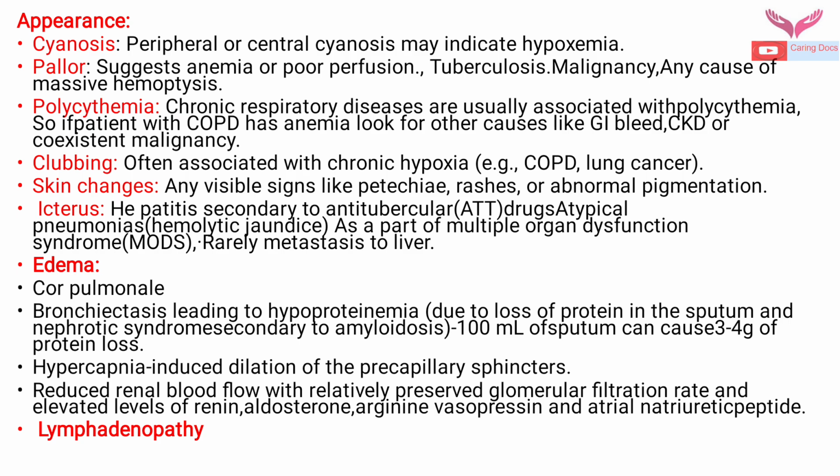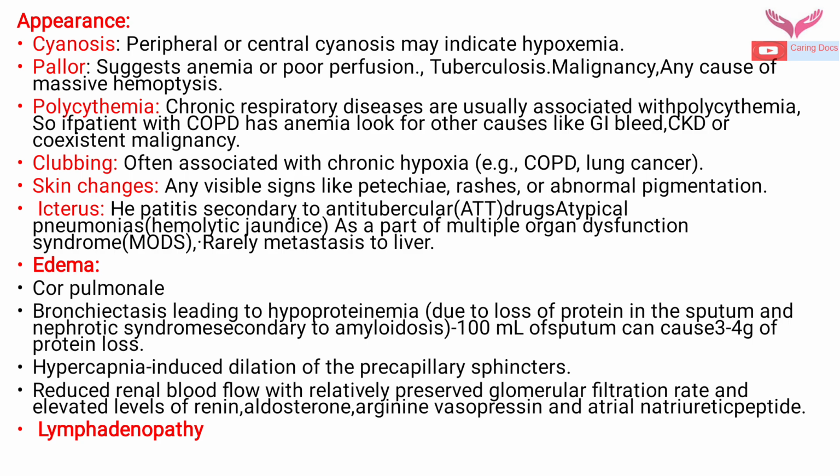Look for any petechiae, rashes, abnormal pigmentation. Look for icterus. If the patient is on ATT, he may have drug induced hepatic injury. Atypical pneumonia with hemolytic jaundice may lead to icterus in the patient as a part of multi organ dysfunction syndrome. Rarely, some cancer which metastasizes to liver. In these cases, the patient may present with icterus.